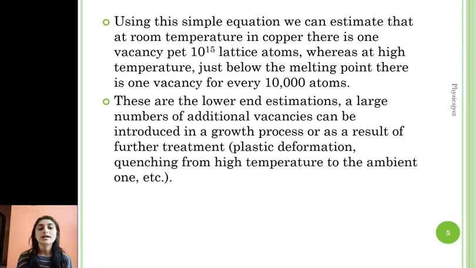These are the lower end estimations. A large number of additional vacancies can be introduced in a growth process. When we talk about the creation of vacancies, we are focusing on only one factor, that is temperature. Vacancies are created when temperature increases, but it is not temperature alone that can create vacancies. Vacancies can be created for many reasons. They can also be introduced in a growth process, such as plastic deformation or quenching from high temperature to ambient temperature. Vacancies are created during these processes too, but mainly we are focusing on temperature dependent vacancies.